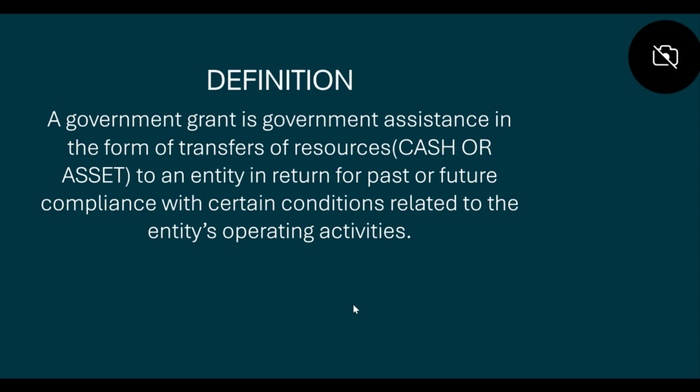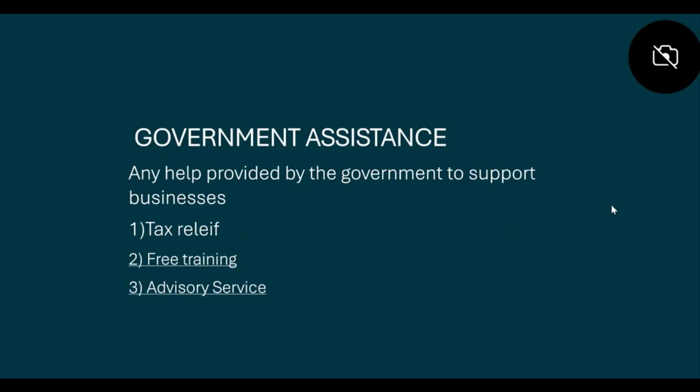Okay, here we have a definition of IAS 20 government grant. A government grant is government assistance in the form of a transfer of resources, cash, or assets to an entity in return for past or future compliance with certain conditions related to the entity's operating activities. Okay, what is government assistance? Assistance is any help provided by the government to support businesses, like tax relief, free training, advisory services. It will be non-cash assistance.